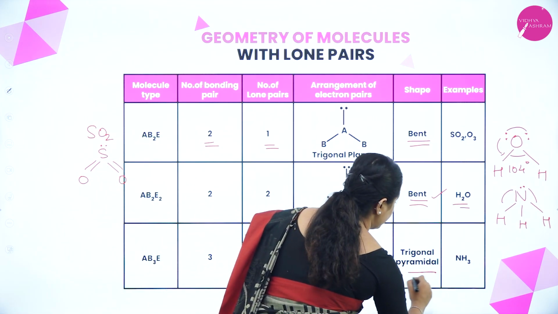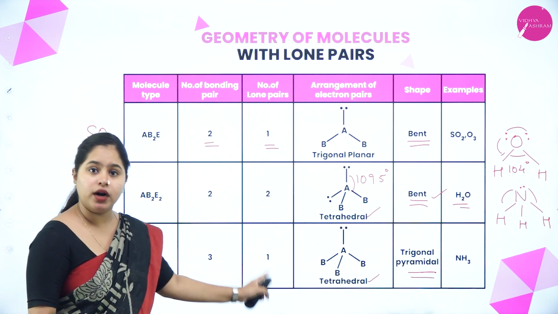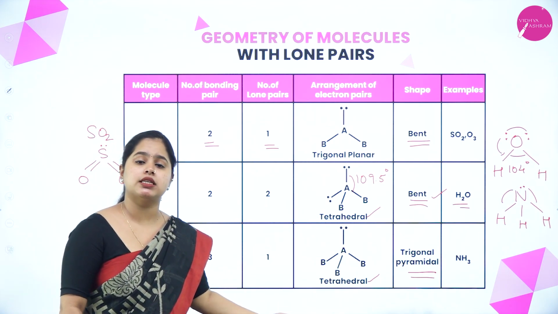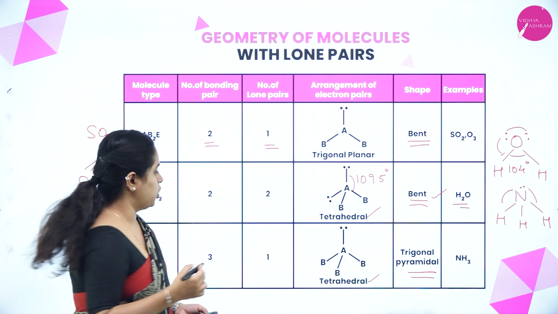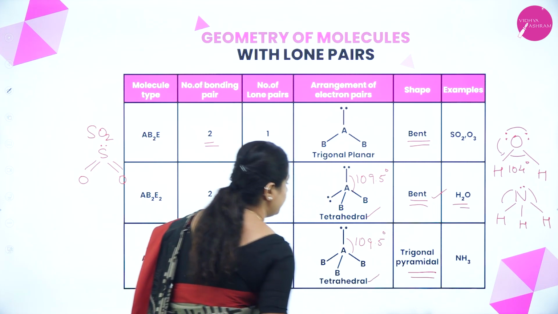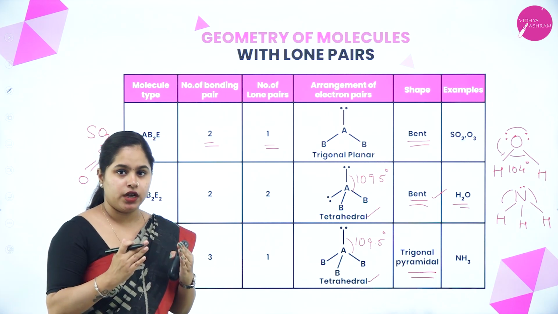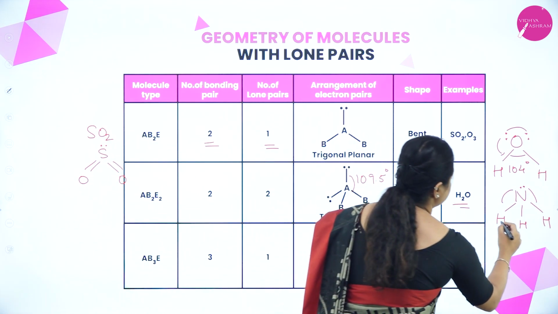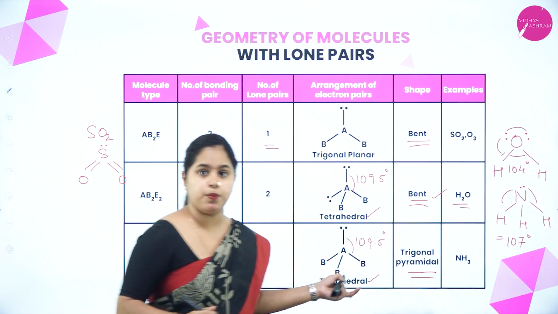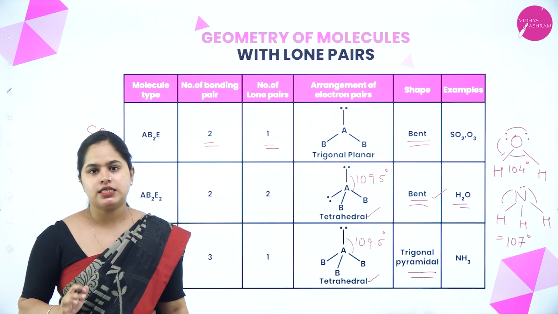So now what happens? The shape is called trigonal pyramidal, right? So when 3 bond pairs and 1 lone pair are present, the shape will be trigonal pyramidal even though the geometry is still tetrahedral. So in this case also, it was actually supposed to be 109.5 degree, right? As the bonds are coming closer, the angle between them will be 107 degree. Instead of 109.5 degree, it is becoming 107 degree. Yes, I hope it is clear.